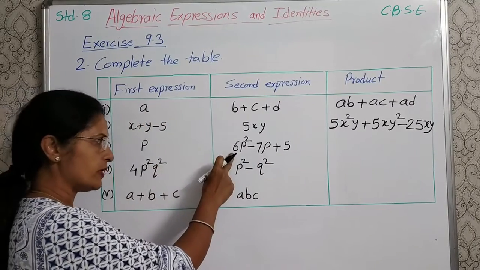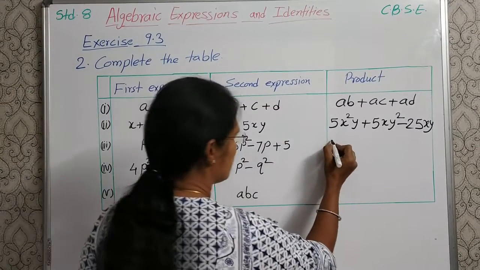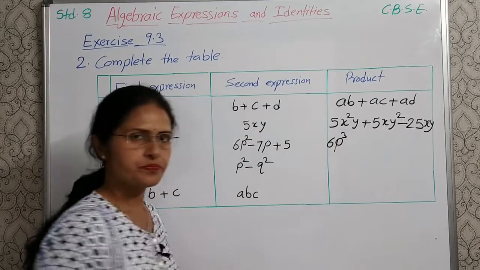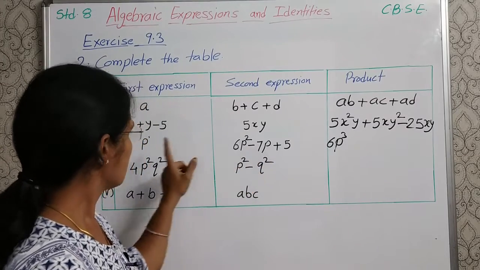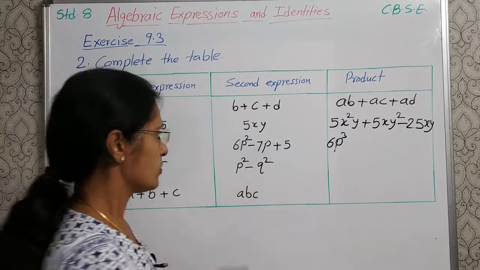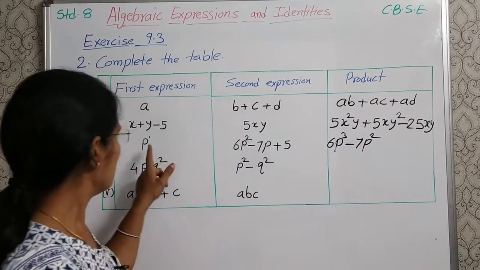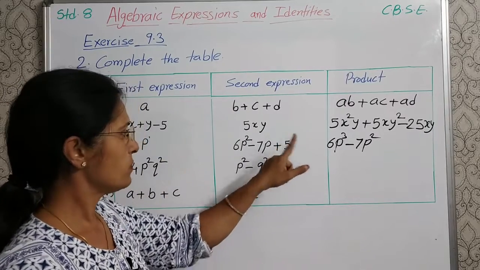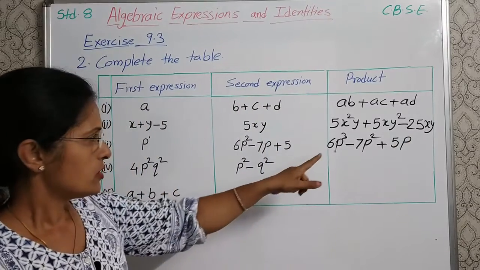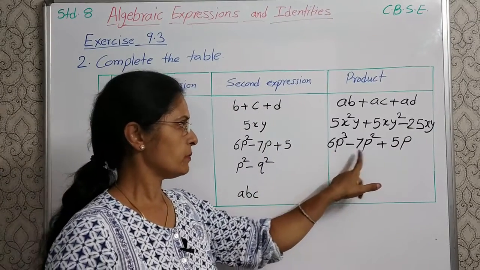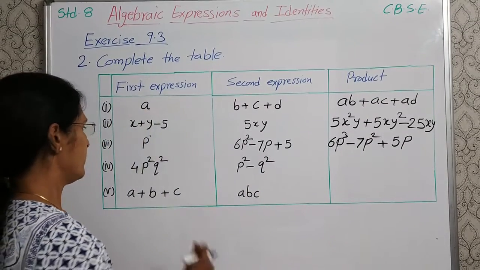P into 6p square, p square and this exponent 1, 1 plus 2 is 3. So here 6p cube. Next, p into minus 7p. So minus 7p into p is p square. So answer here minus 7p square. So second term. Now p into plus 5, it is plus 5p. So this is the product, 6p cube minus 7p square plus 5p for these two expressions multiplication.